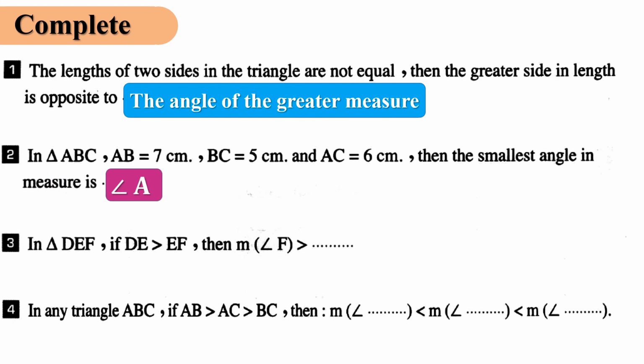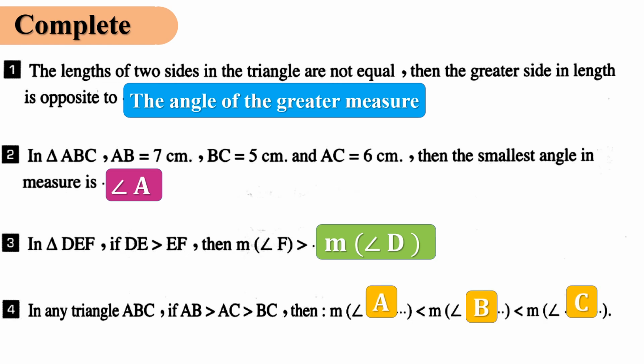In triangle DEF, if DE is greater than EF, then measure of angle F is greater than what? Okay, greater than measure of angle D. In any triangle ABC, if AB is greater than AC is greater than BC, then measure of angle A is smaller than measure of angle B is smaller than measure of angle C.